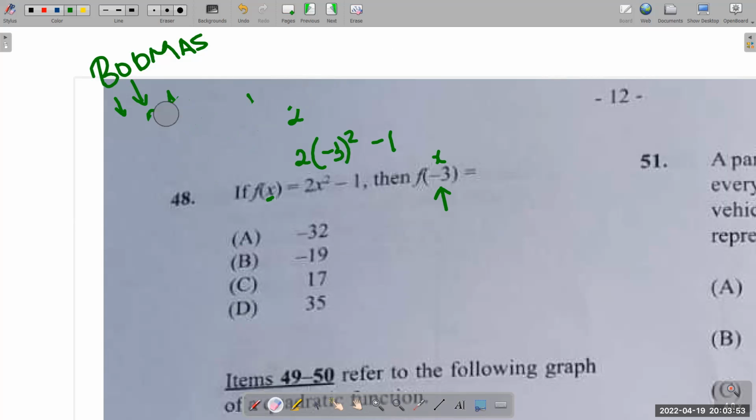So as we see here, we have to do the power first. So it's going to be 2 times -3 times -3 is +9, minus 1. 9 times 2 is 18. 18 minus 1 is 17. Math is the best subject in the whole entire world. So 17. Okay, so y'all should be able to do this for paper 1 and paper 2. Right or wrong? Everybody, you should be able to answer an easy substitution function question.